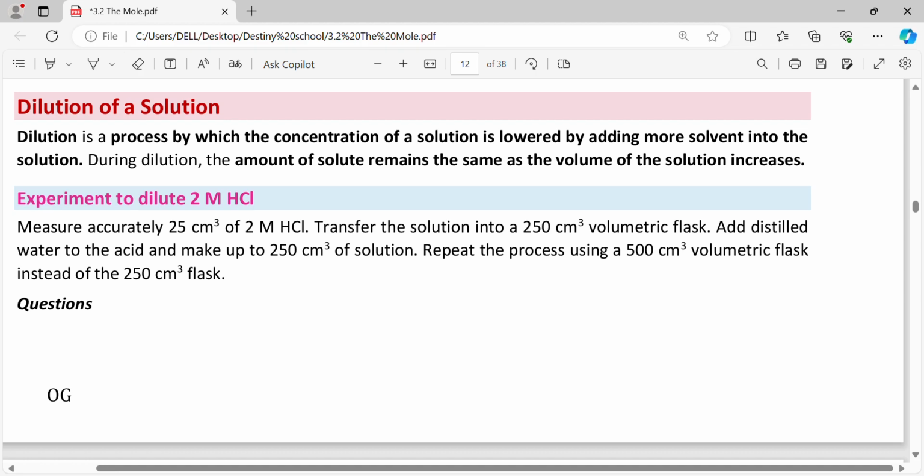Now let's talk about dilution of a solution. When you dilute a solution, there's always a formula around this. Dilution is a process by which the concentration of a solution is lowered by adding more solvent into the solution. During dilution, the amount of solute remains the same as the volume of the solution increases.